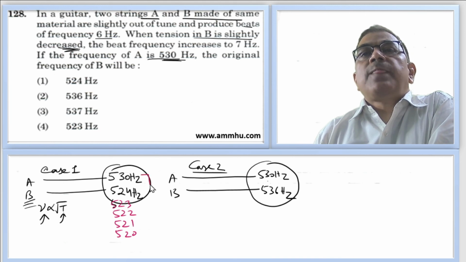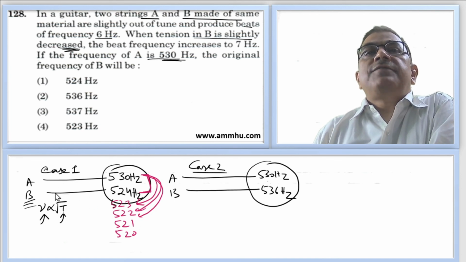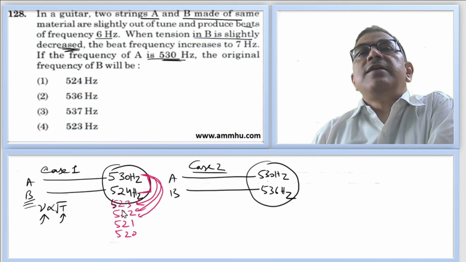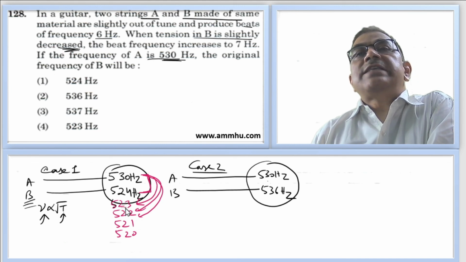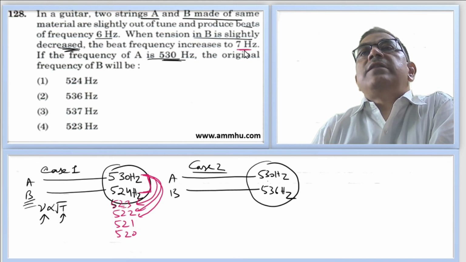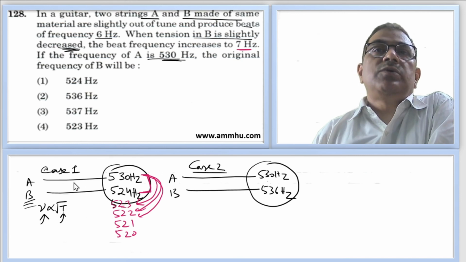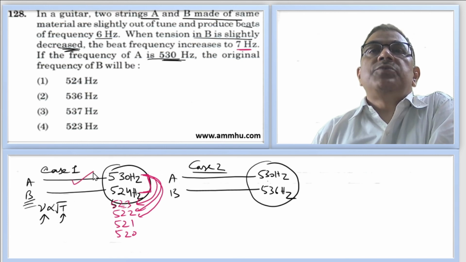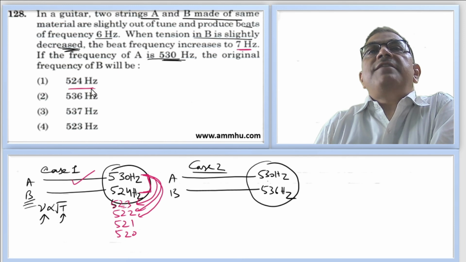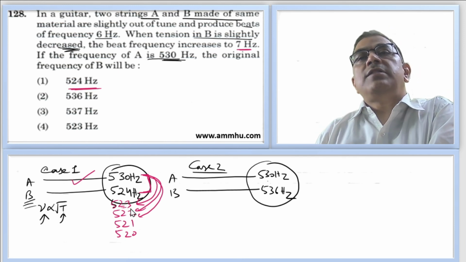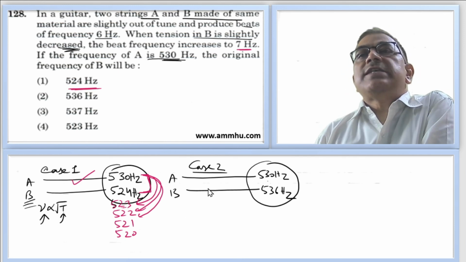If you could see, initially it was a 6 Hz beat frequency. Now it is 7 Hz, 8 Hz, 9 Hz, and so on. So if the tension of B is decreased, definitely the beat frequency can be 7 hertz, which is given in the question. So to me, case A appears to be right. The frequency should be 524 hertz. But nonetheless, let's try to discuss case B as well.